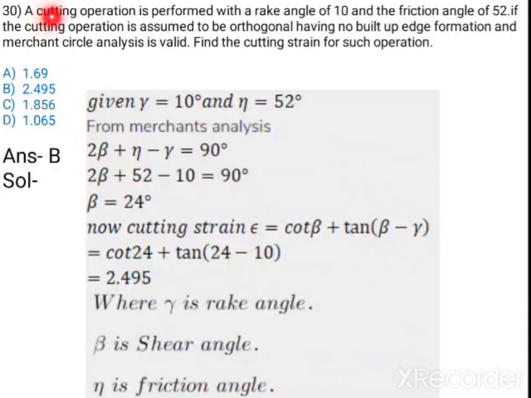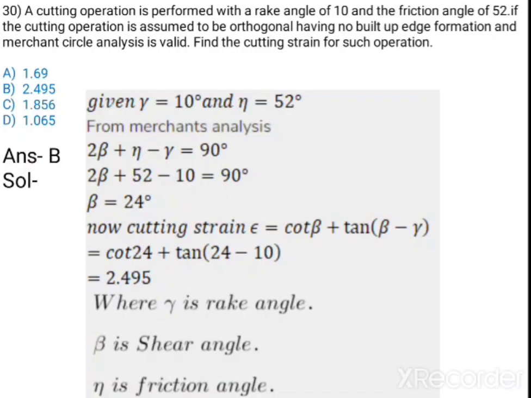Now question 30. A cutting operation is performed with a rake angle of 10 degree and friction angle of 52. The cutting operation is assumed to be orthogonal, having no built up edge formation, and merchant circle analysis is valid. Find the cutting strain for such operation. Very easy question. From merchant circle, alpha value is given as 10 degree rake angle, and phi plus beta minus alpha equals 90. Beta value, friction angle, is given as 52. Phi is the shear angle, beta is your friction angle, alpha is the rake angle.